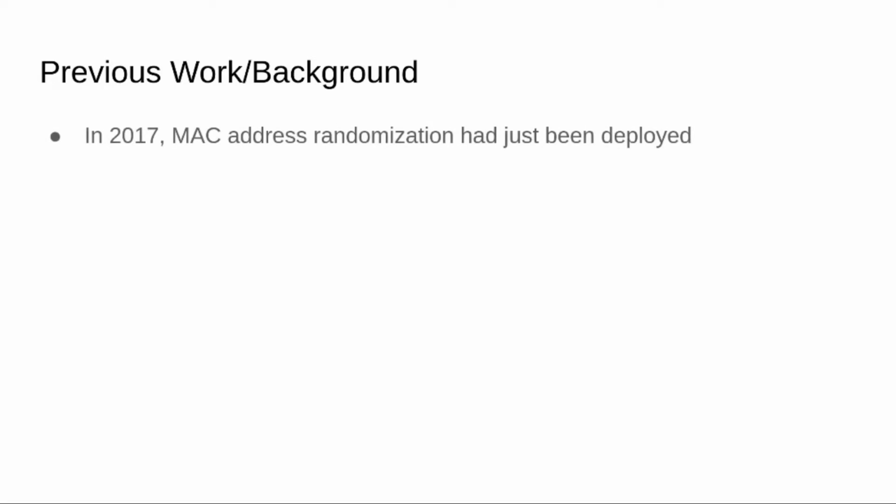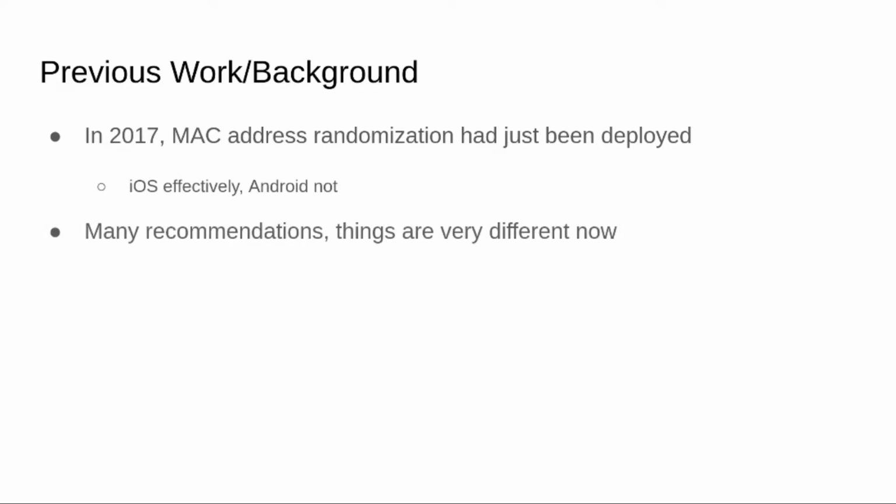Let's just look at the previous work for a moment. This is a follow-on paper. In 2017, MAC address randomization had just been deployed very effectively on iOS, semi-effectively in Android. Some devices did it and some devices didn't. Since then there have been many recommendations and many improvements, so things are quite different now. Our goal was to update our previous results and try to understand the current state of the mobile device landscape. Is the old result still true? Probably not, but in which ways exactly?